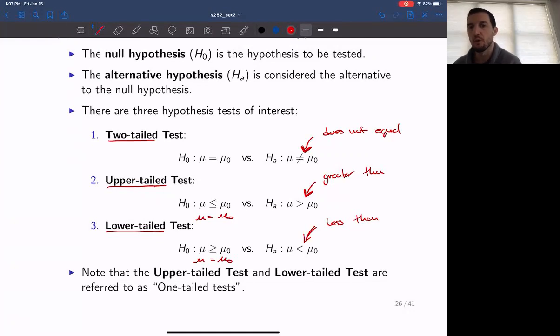The upper tail test and the lower tail test are also called one-tailed tests. This has to do with where we look for the critical value and the p-value based off of these types of alternative hypotheses.